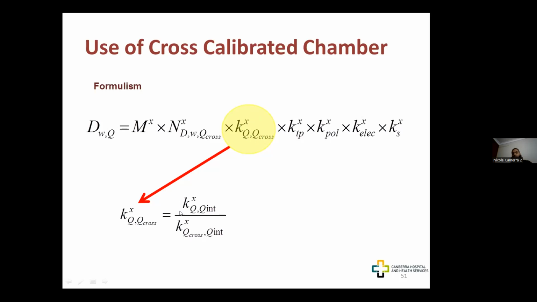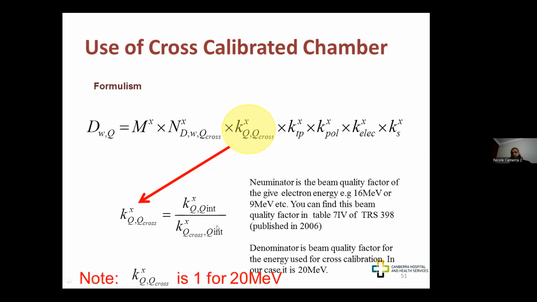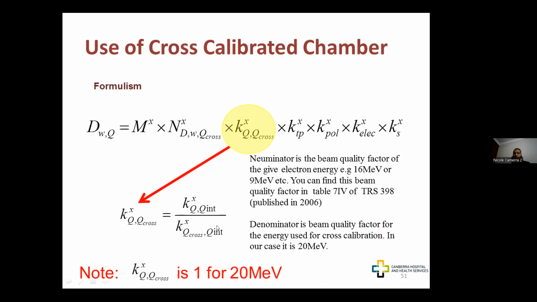The KQQ cross is basically KQQ in with the intermediate and the KQQ cross. So the numerator is the beam quality factor of the given electron energy, which is 16 MeV or 9 MeV, whatever you are doing. Maybe it is not the energy which you have used for the cross calibration. The denominator is the beam quality factor for the energy used for the cross calibration. In our case, normally it is 20 MeV.